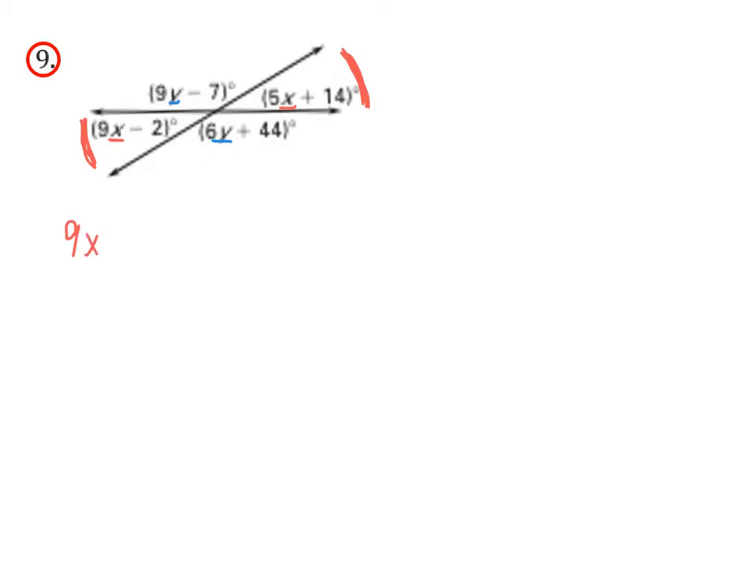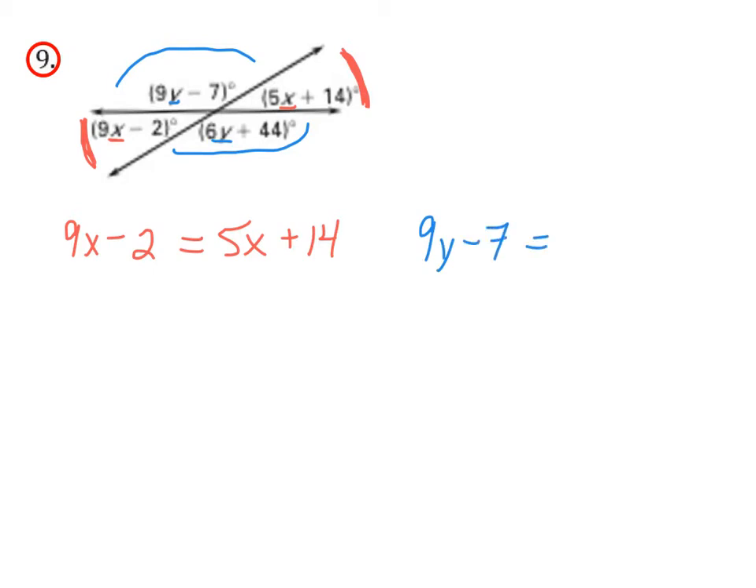So I can take that expression 9x minus 2 and set it equal to the 5x plus 14. And for the other angles, I can do the same thing. I know these vertical angles on the top and the bottom, 9y minus 7, is going to be equal to 6y plus 44. Now that we've set up our equations, take a second, go through, and solve for x and y. I'll reveal the answer in a couple seconds.